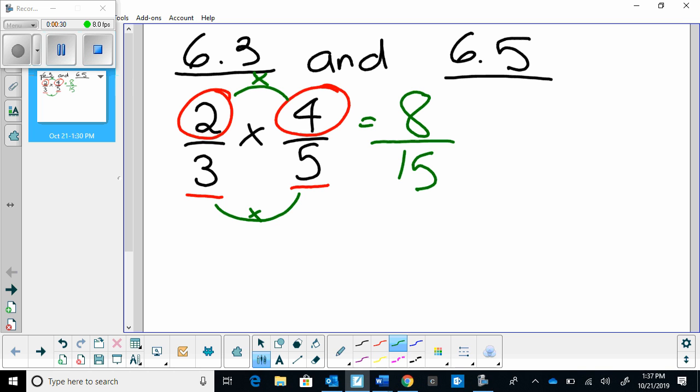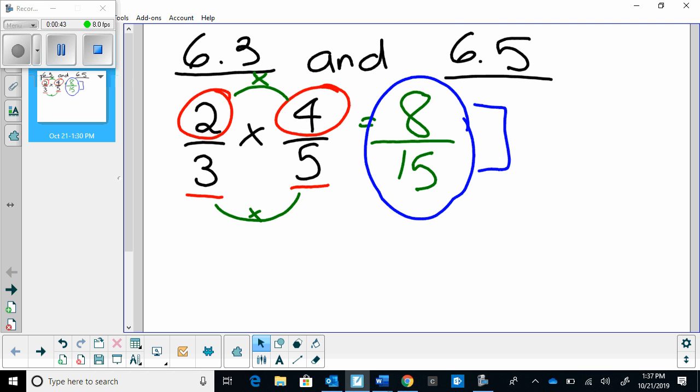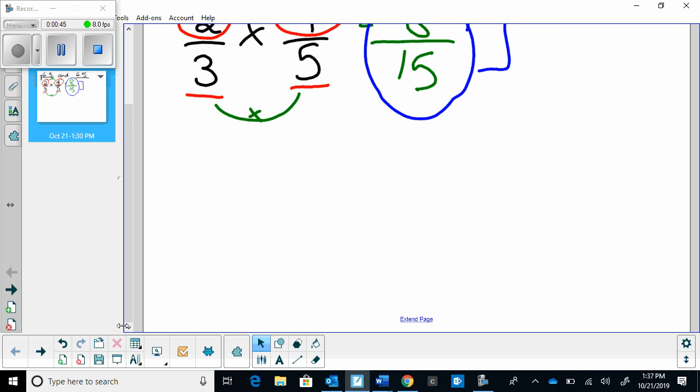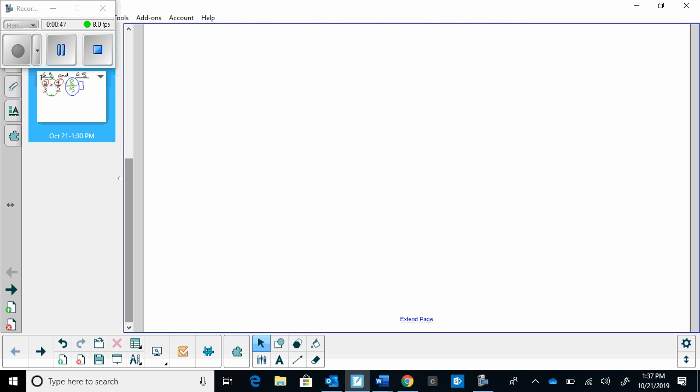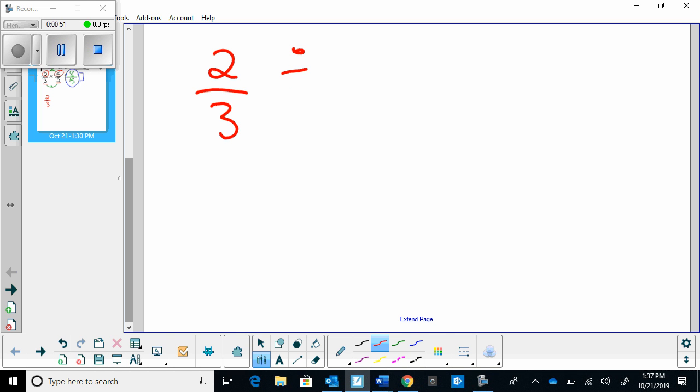And then from here, we would see if we could reduce. Could we divide the top and the bottom by the same number? In this case, we can't, so this will be our final answer that we give. Now for dividing, it's just a little bit more challenging. If we took the same numbers and we took 2 over 3 divided by 4 over 5.